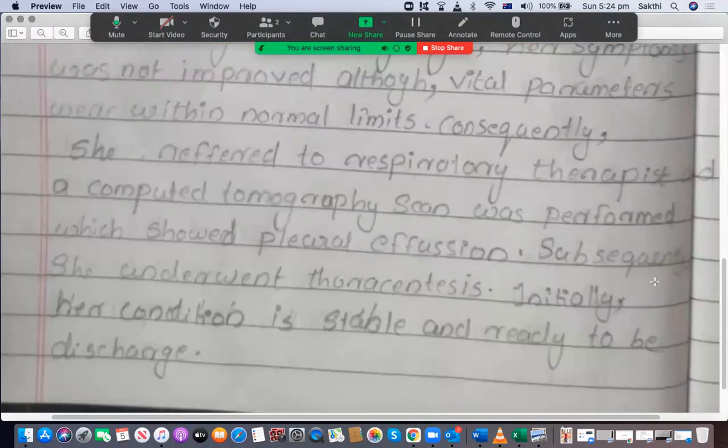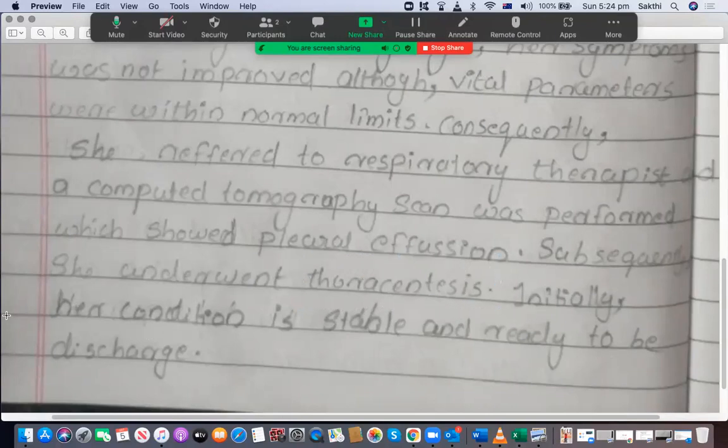Subsequently, is there a comma after that? Yes. Can you please spell the word "subsequently"? S-U-B-S-E-Q-U-E-N-T-L-Y. That's all right. Good. That's correct. "Subsequently, she underwent thoracic synthesis," right? That's the operation, right? It's a kind of procedure, I believe.